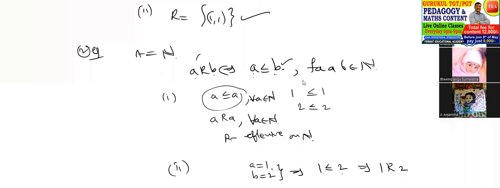But the thing is, 2 cannot be less than or equal to 1. Yes or no? 2 cannot be less than or equal to 1. Therefore, 2 is not related to 1. So therefore, 1 related to 2 is there, but 2 is not related to 1. Therefore, it's not symmetric.